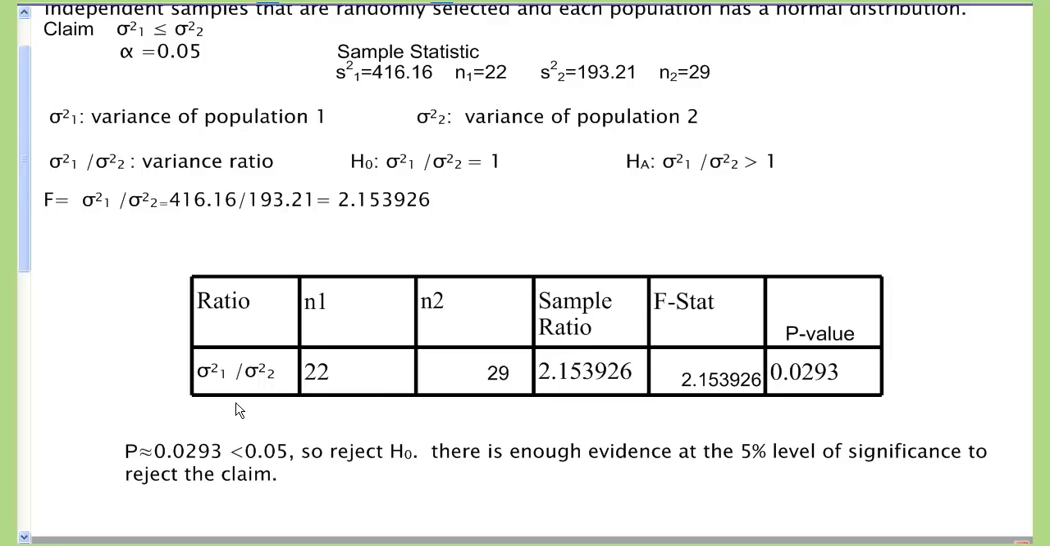So anyway, once you get your p-value, you compare that to your level of significance, and since the p-value is less than the level of significance, and this is a right tail test, then I'm going to reject the null hypothesis because there is enough evidence to reject the claim. So I'm going to take you to the MyStatLab so you can see where these instructions are and how easy it is to do it on the calculator.